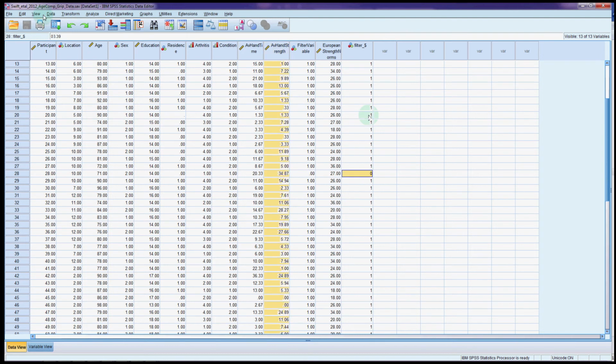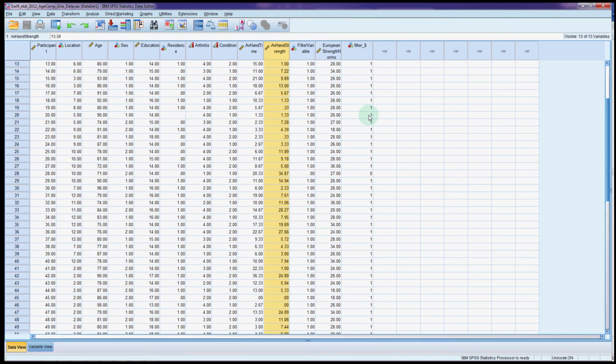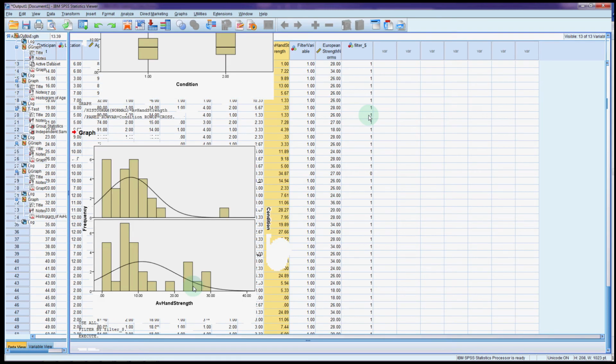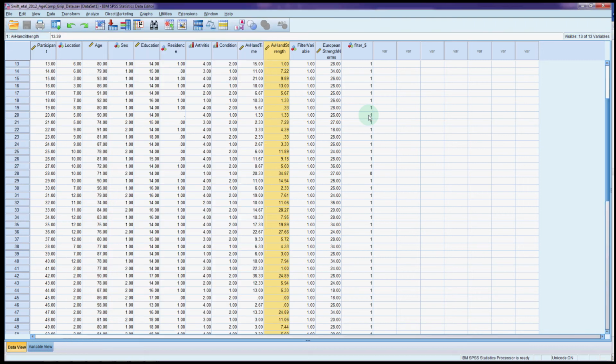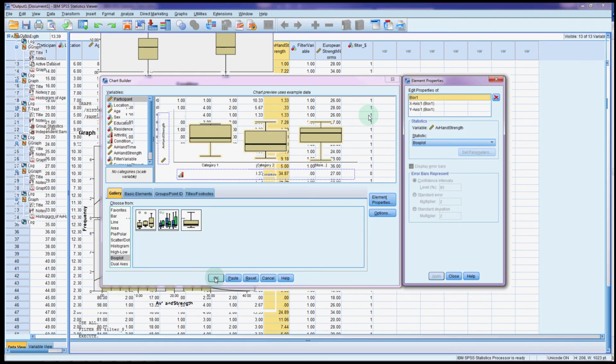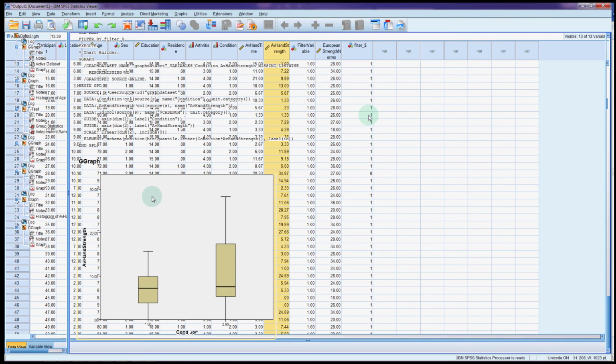So to do that, we go to data, select cases, and I've got a filter variable, so I'm going to use this. You can set up your own filter based on a condition if you want to. And we're just going to filter out the unselected cases. And we get a little note here. So if we just want to check that that's worked, we can probably go ahead and redo that box plot. And we can see that it's worked because we're not getting that outlier anymore.